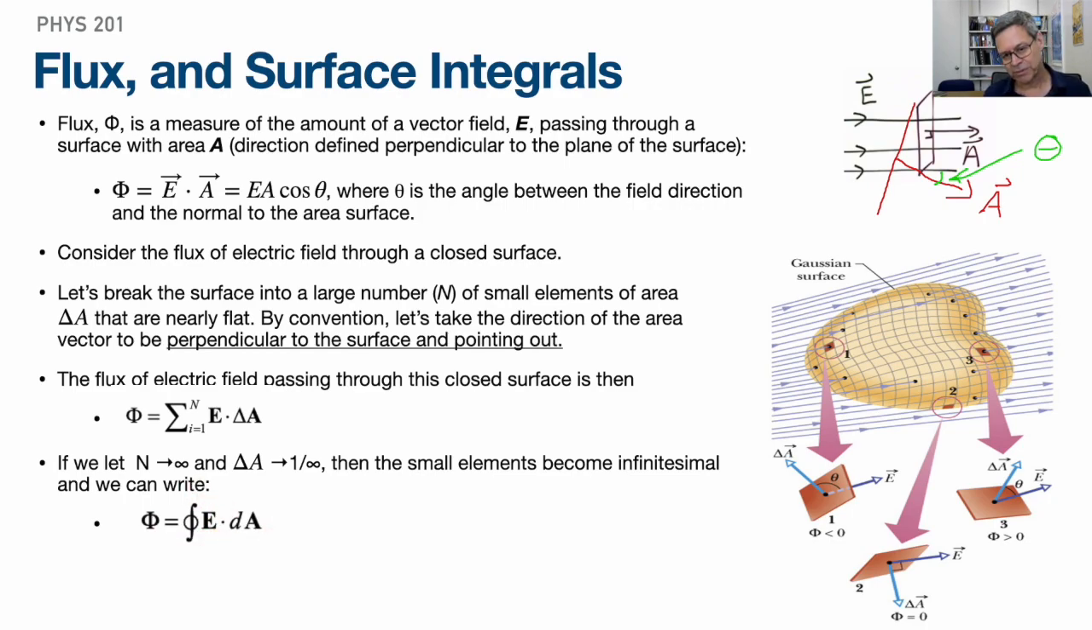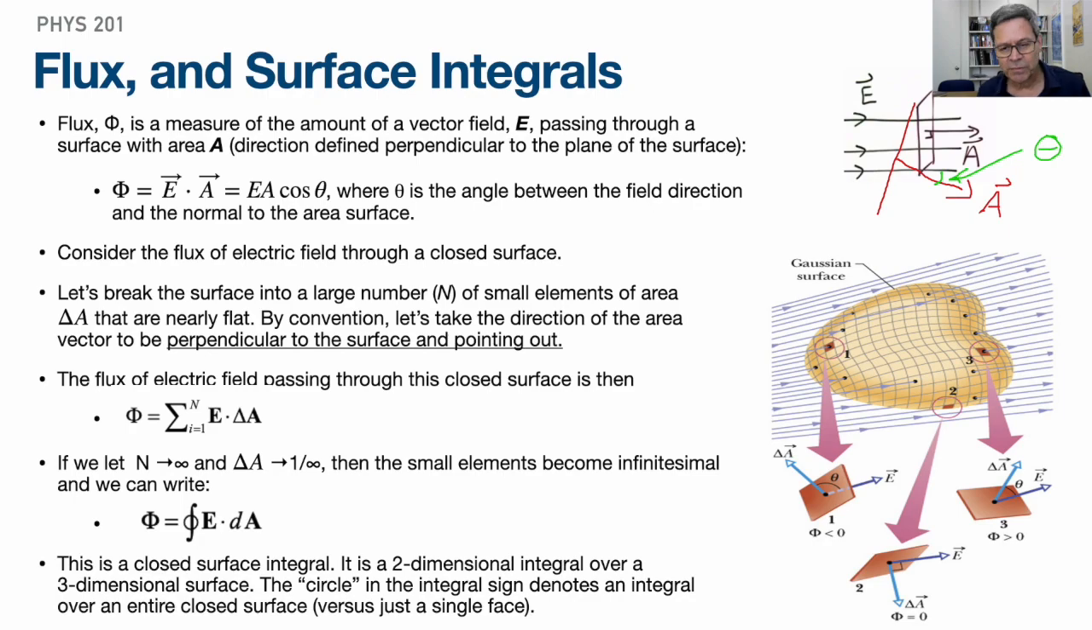E is the electric field again. It may depend where you are on the surface. And dA is an infinitesimal area vector. That's like my delta A, but I've shrunk it so small it's become infinitesimal. And I put an integral sign here in front, which means we're going to sum essentially over all those infinitesimal surfaces. And you might ask, well, why the circle on the integral sign? Well, that's kind of a reminder. This is a closed surface integral.